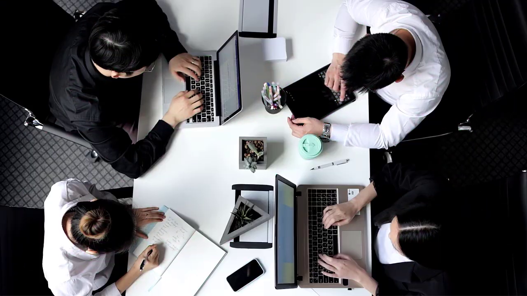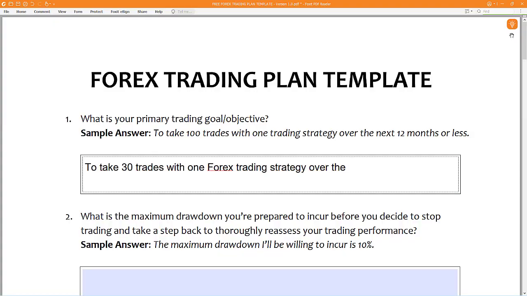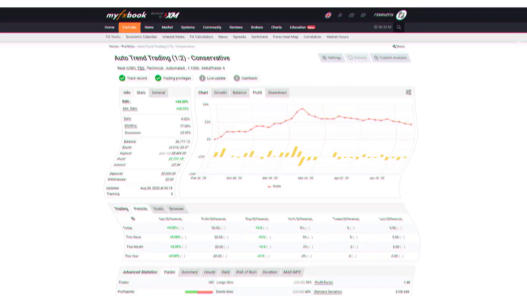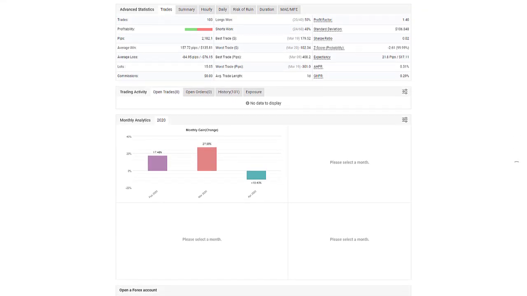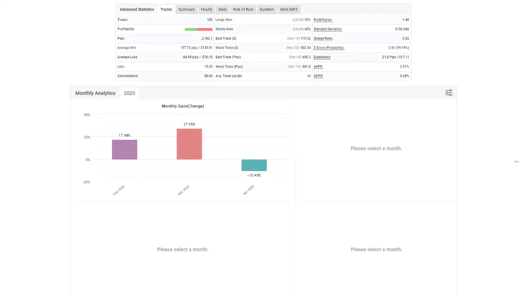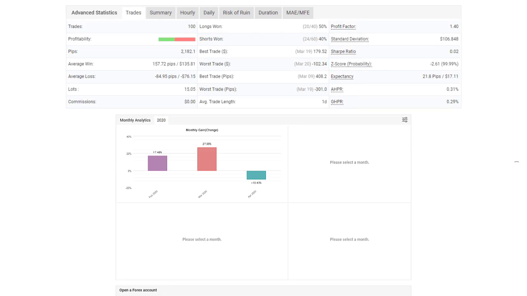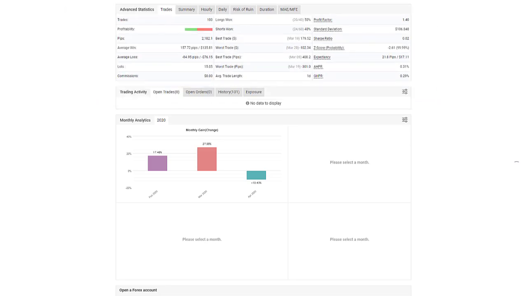On the other hand, when you set performance-based trading goals like, I'm going to take 30 trades using FXMindTrix Academy's advanced trend trading strategy over the next 6 months or less, for example, you're going to find it a lot easier to reach that goal, and you're not going to be bothered by the swings or fluctuations in the monthly P&L of your forex trading account simply because you know that the edge of your trading strategy is eventually going to play out over time as long as you take a large number of trades with it.